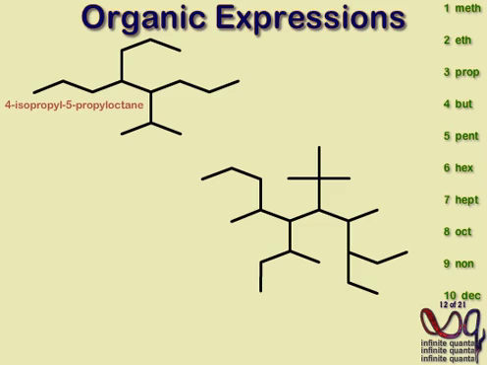Okay, here we go. I don't want you to do this one. I want to walk you through it. First rule, the longest chain is the main chain. So find the longest chain. 1, 2, 3, 4, 5, 6. 1, 2, 3, 4, 5. 1, 2, 3, 4, 5, 6, 7, 8. 1 through 10.